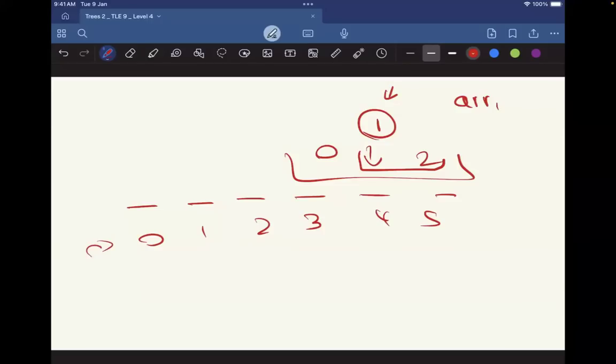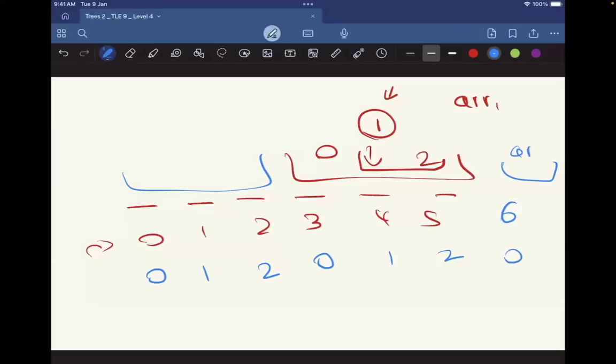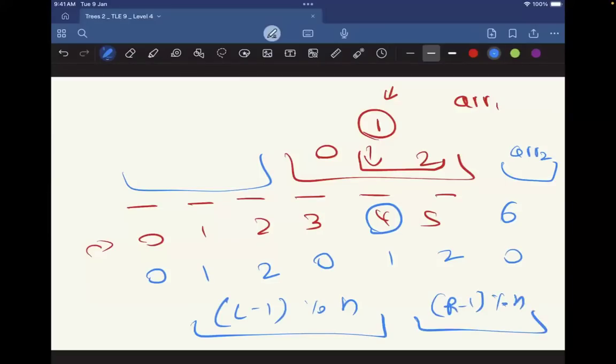So what indices do all of these array indices signify? Very simple. This signifies index 0, this 1, this 2. This remains as it is for array 1. This signifies 1, this signifies 0, this signifies 1, this signifies 2. And similarly, index 6 will signify 0 for ARR 2. So basically, if I know this index, which is L minus 1, it is basically just L minus 1 mod n. And similarly for R also, it would be R minus 1 mod n. Yes or no, guys?